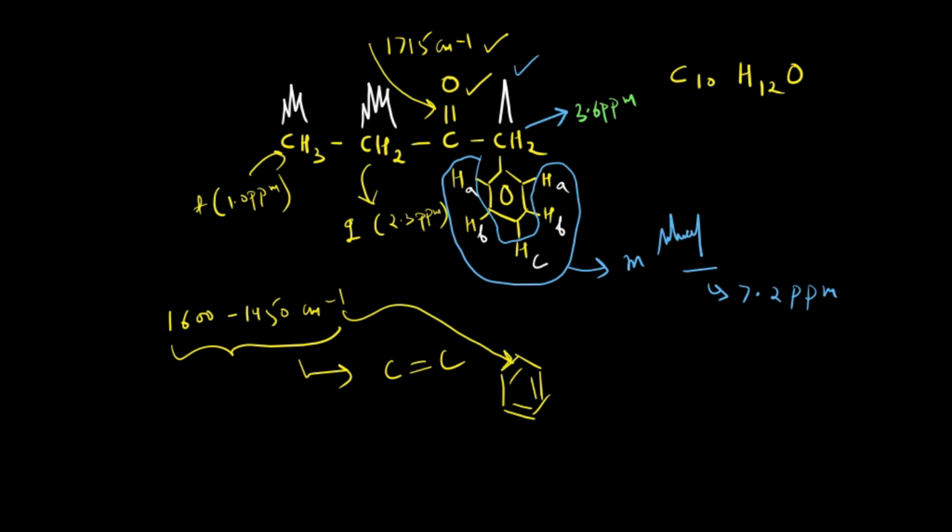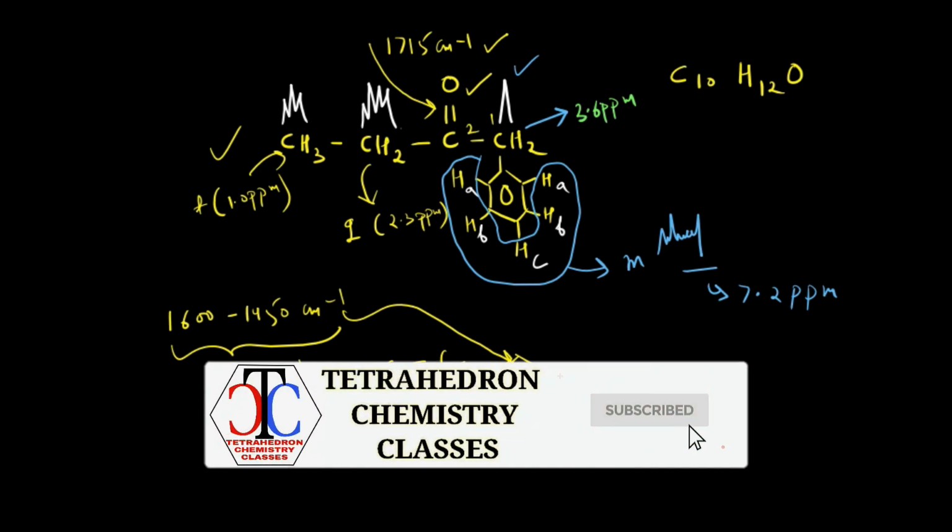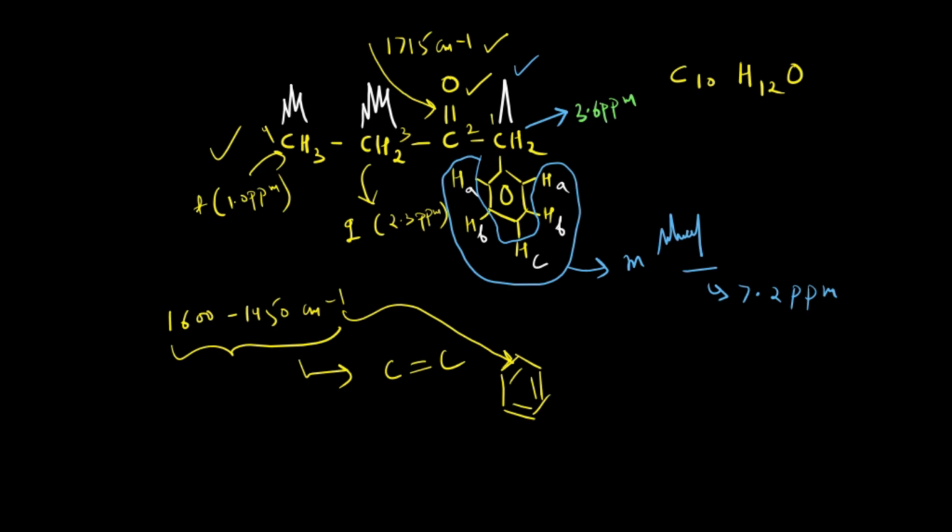So I hope this is the correct structure. This is looking like the correct structure for this particular compound. So if you want to write the IUPAC name of this compound, see, this is 1, this is 2, this is 3, and this is 4. So this is your 1-phenyl, right? And then butanone. So this is the IUPAC name of this particular compound. I hope this is quite clear to you.